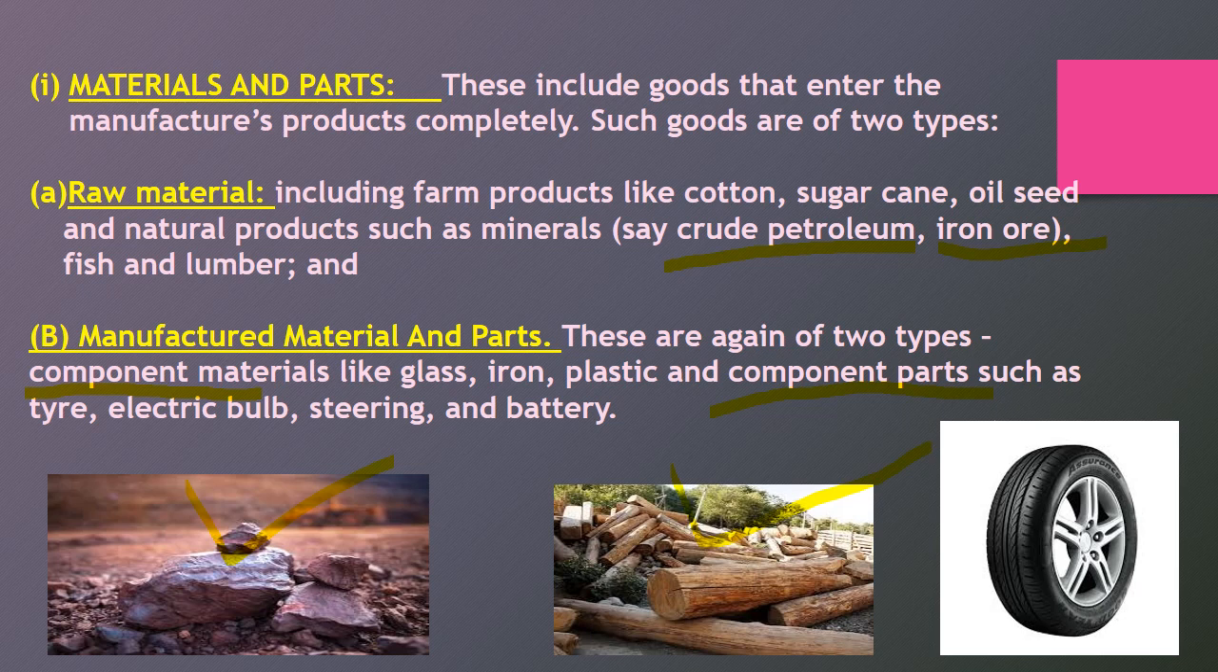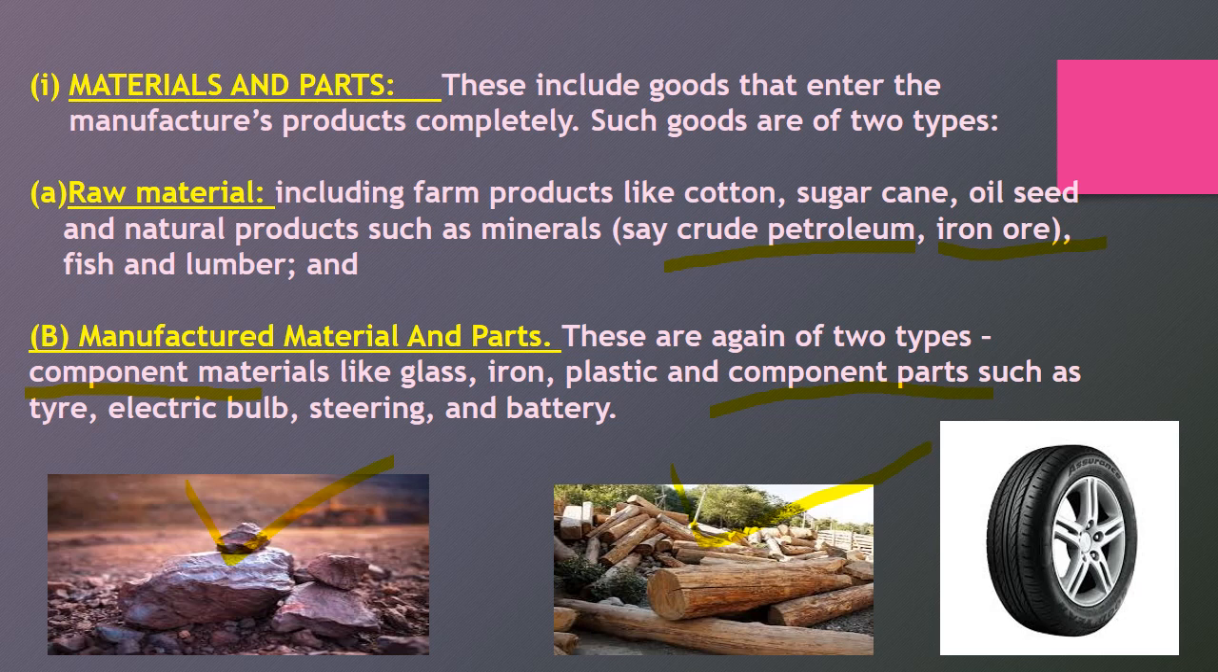So, material and parts. Materials refer to raw materials and parts refer to certain components. Like for example, your tires, or probably some battery, probably some computer component, the motherboard, the CPU. All these are the parts we are talking about. So what are they saying? When you think about dividing industrial goods, you have material and parts as the first one, which you will be getting from different other small companies. These include goods that enter the manufacturer's products completely.